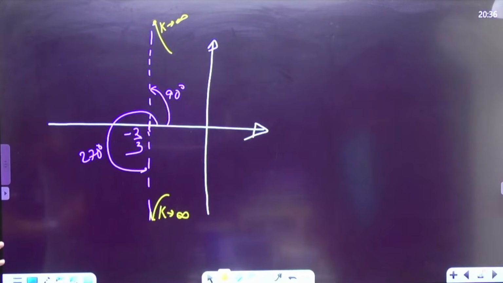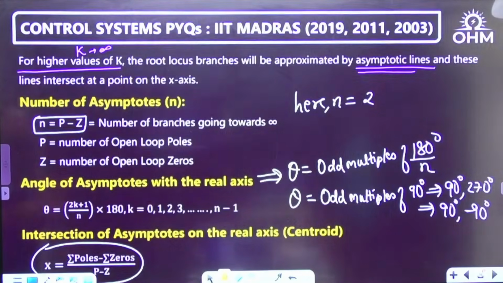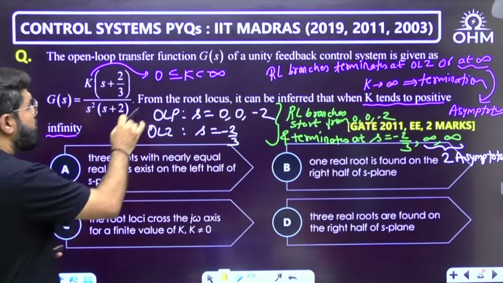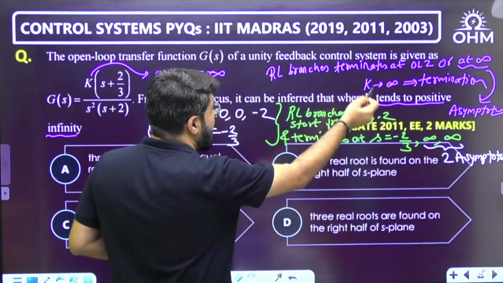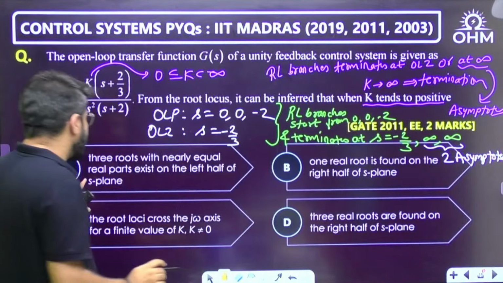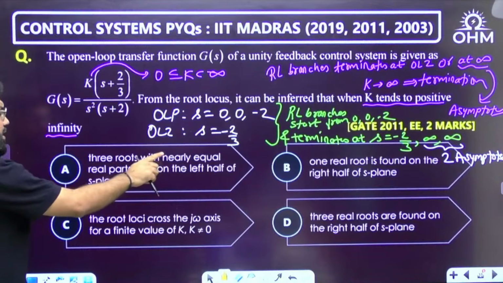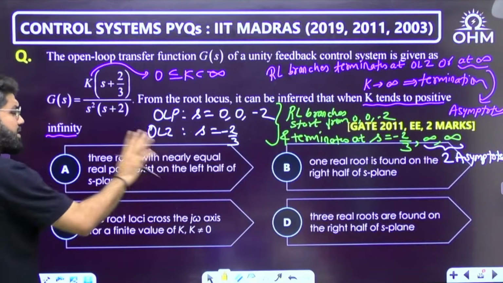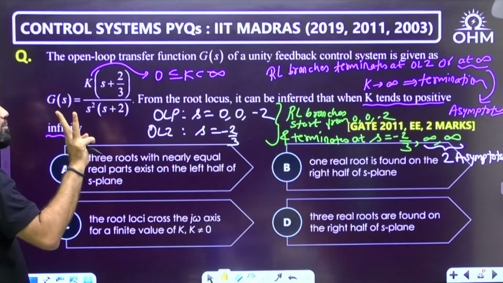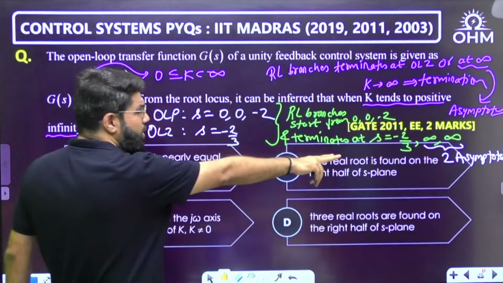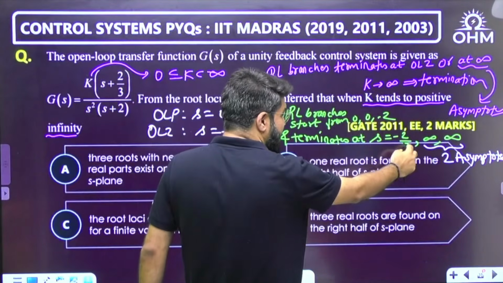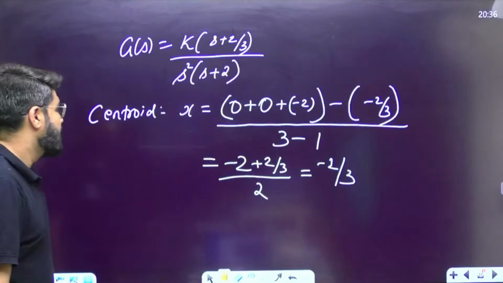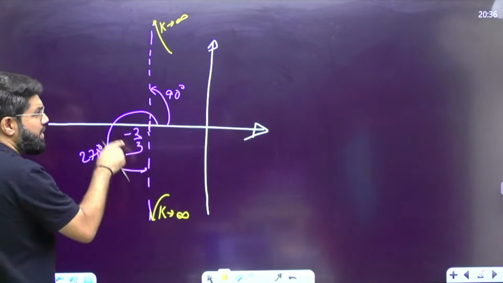Now after this much analysis, read the question carefully. From the root locus, it can be concluded that when k tends to positive infinity, three roots with nearly equal real parts exist on the left half plane. Where is the third branch? Two branches are going to infinity. The third branch will anyways terminate at minus 2 by 3.